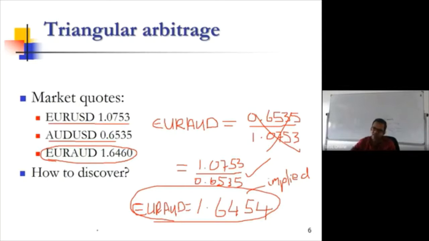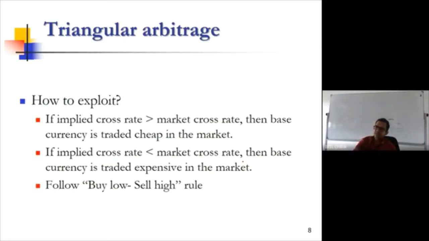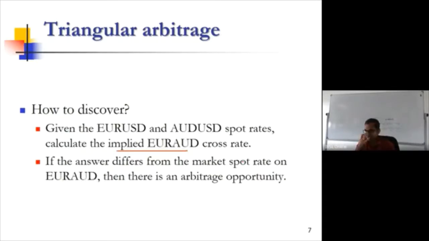However, the basic point is there is a difference. That's the first step you have to do to discover whether there is any arbitrage. How to discover? Given the euro dollar and Aussie dollar spot rates, calculate the implied euro AUD cross rate. If that answer differs from the market quote, then there is an arbitrage opportunity. In this case, you can see there's a difference. So then how do you exploit it?